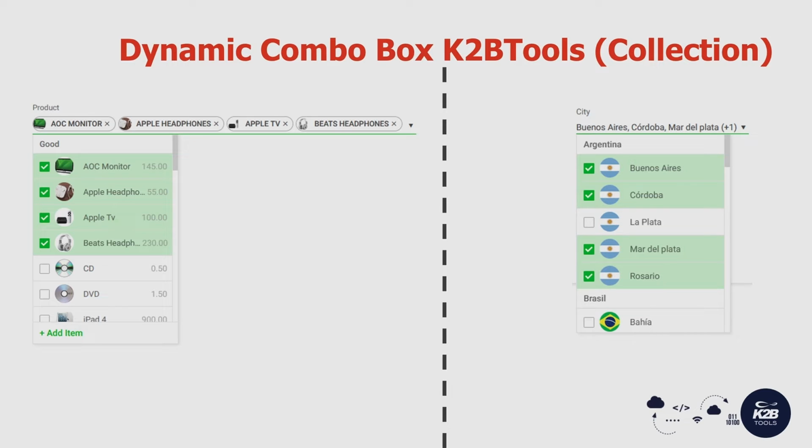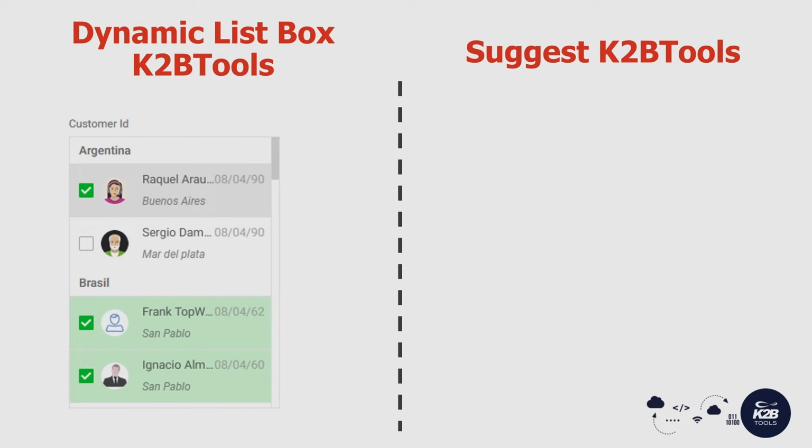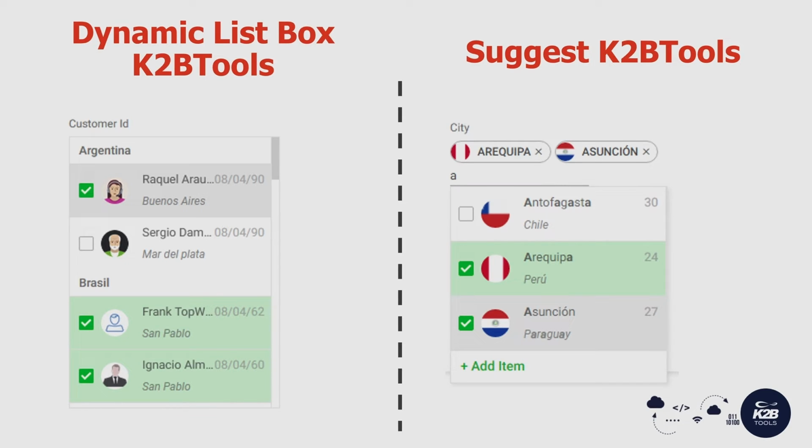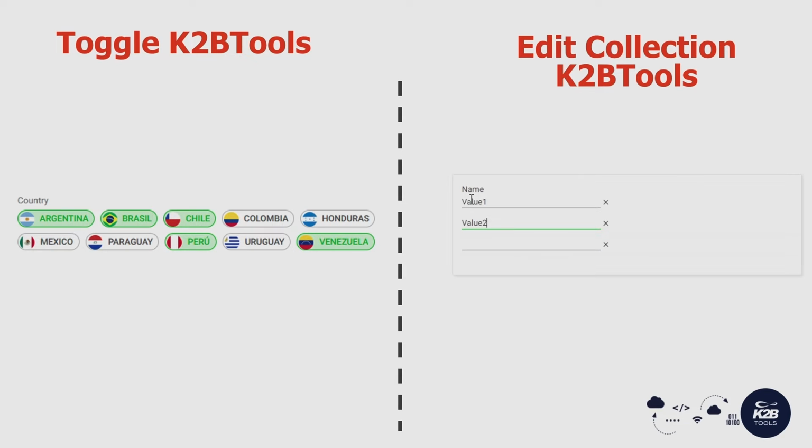If you want, for example, selected elements to appear as tags, or if you want that to appear all concatenated, or maybe, in a workflow, you get a +1, or even the same thing extended to the dynamic list or the suggest list for K2BTools. You also get toggle, and we incorporated the edit collection control, where you have this edit control that will allow you to add different values.